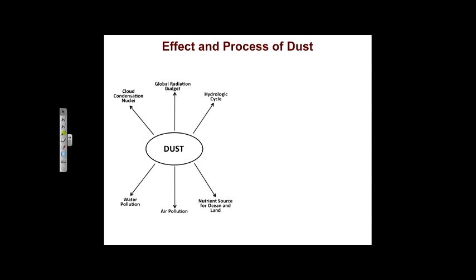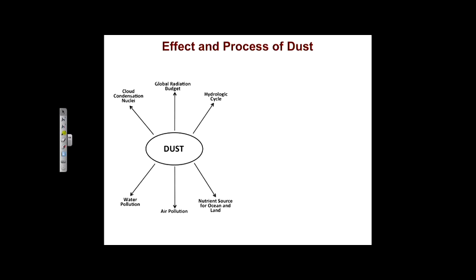Near the surface, dust is an important air pollutant. Over ocean, it's an important water pollutant. And also, dust is an important nutrient source for ocean and land. And I guess you can ask questions whenever you want to interrupt me.